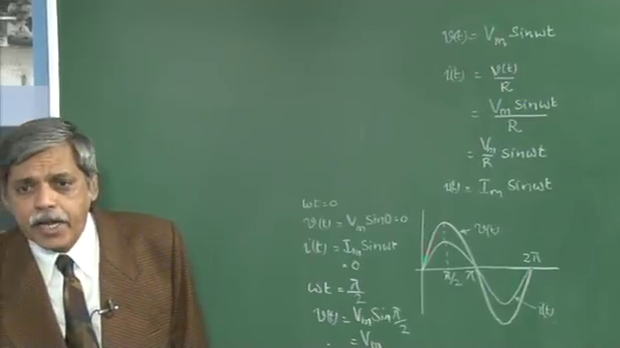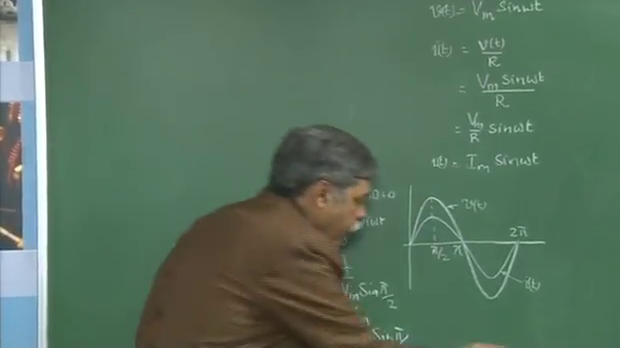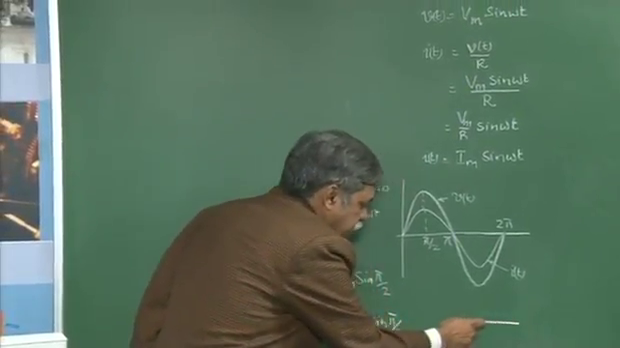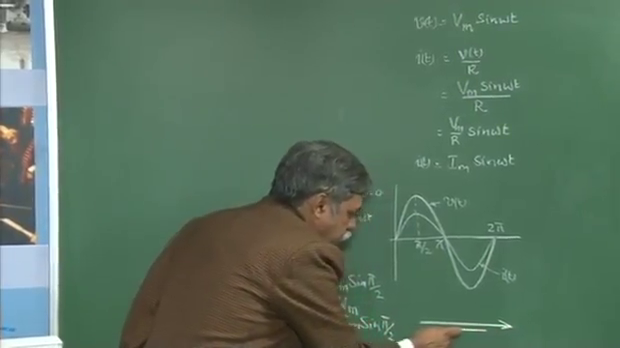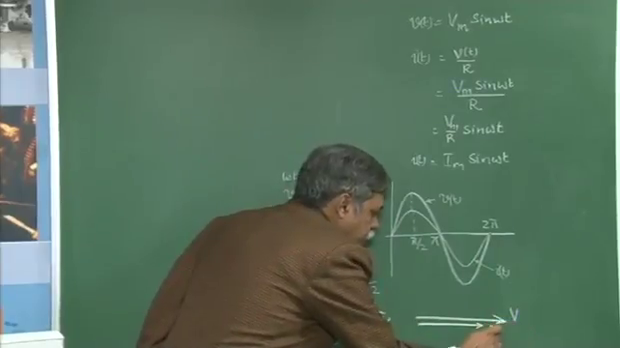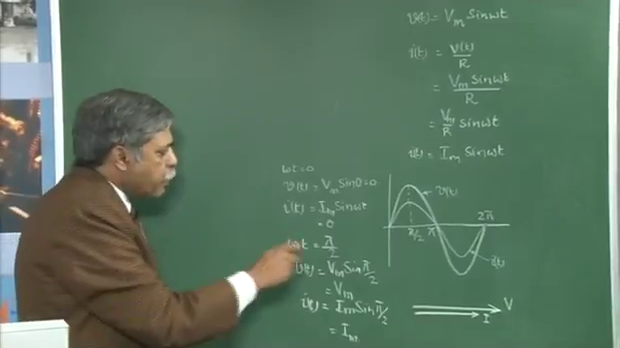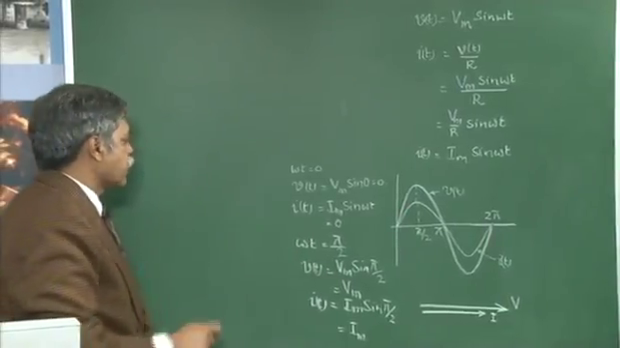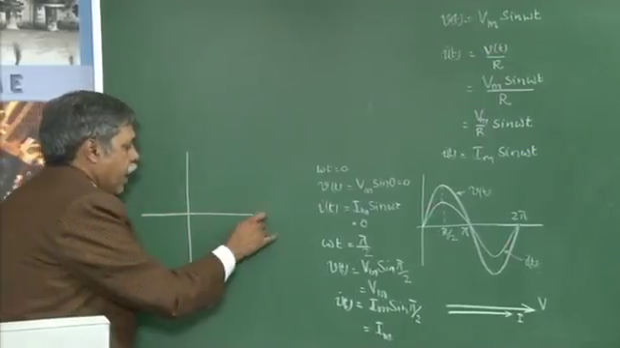This can be represented by the phasor diagram drawn for the resistance. When I take the voltage as a reference, the current will be following the voltage. It is like this. First phasor is V, the voltage, second phasor is the current I. If I represent this diagram in the coordinate system, I will get the phasor diagram like this.